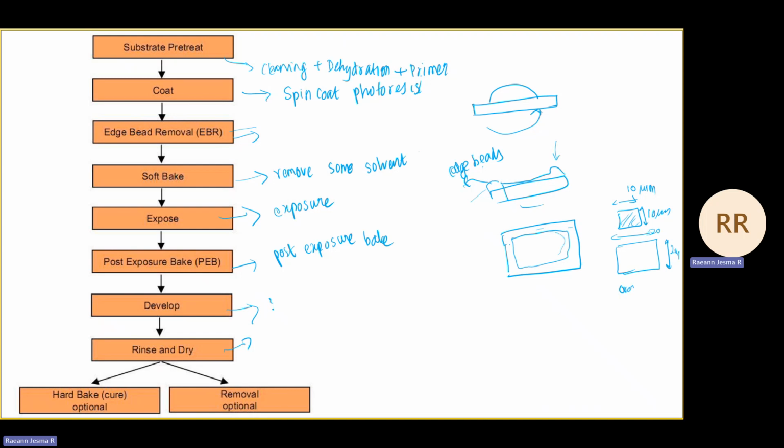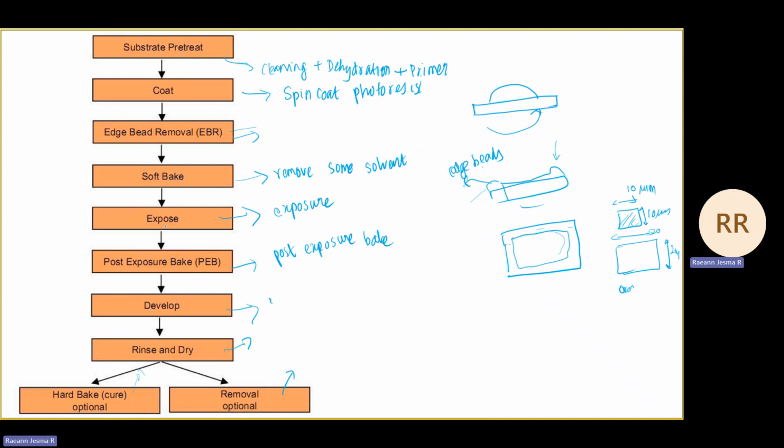So when we are doing development, the regions which are exposed to light will remain, while the regions which are not exposed to light will get dissolved. And then at the end, we will do hard baking if we want to go for etching. Otherwise, if you want to do metal deposition, then we'll just go like that. So these are the steps in the case of negative photoresist.